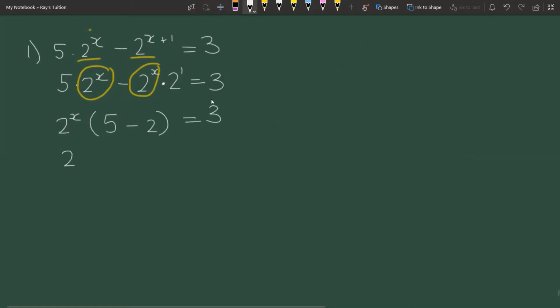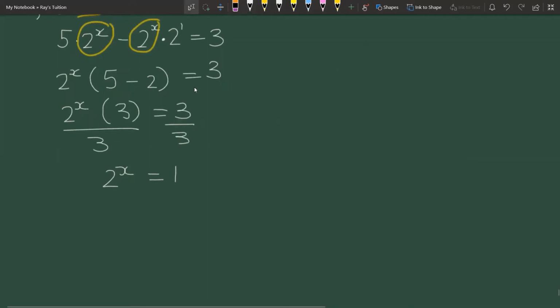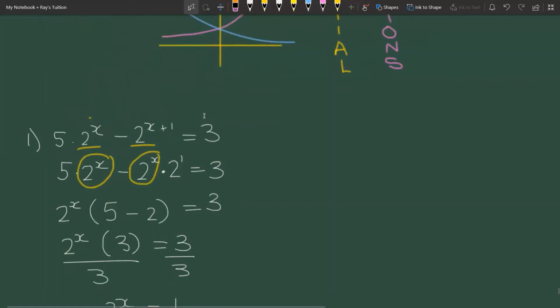So we can then simplify this. This is 2 to the power of x, 5 minus 2 is 3, and that's also equal to 3. We can divide both sides by 3 to get the 2 to the power of x by itself, and we get that 2 to the power of x is equal to 1. Remembering more of our exponential laws, we remember that anything to the power of 0 is 1, including 2 to the power of 0. That way we make the bases the same, and then we can drop them and we get that x is equal to 0. Okay, so that was one example of how we can have a more complicated exponential equation.